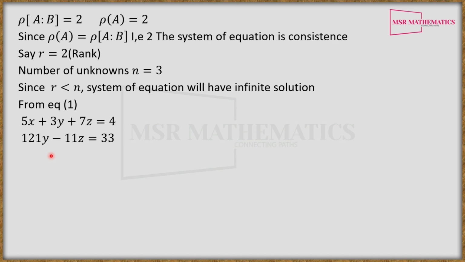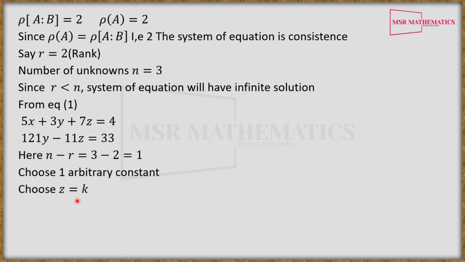To obtain a solution, as in the note, we have to find n minus r. Here n is 3, r is 2, that is 3 minus 2, we get a value as 1. Therefore we can consider one arbitrary constant. So consider an arbitrary constant z as k. Here k is some arbitrary constant. We have to choose z is equal to k because n minus r is 1. So we can choose one arbitrary constant, that is our z value. This is our step to find an infinite solution.